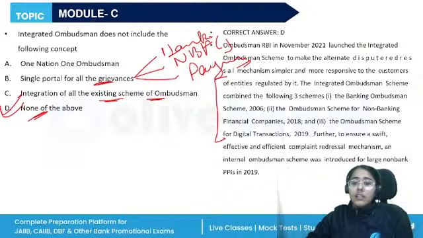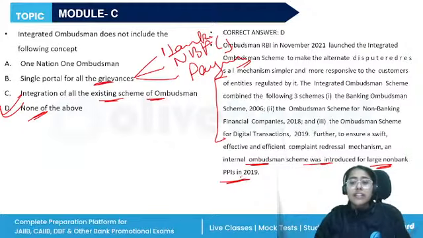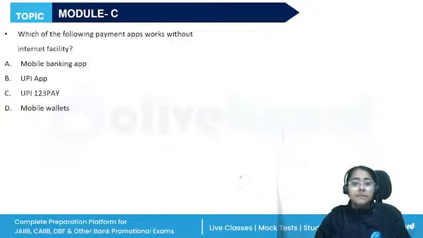And now the Integrated Ombudsman Scheme for the large non-bank PPIs in 2019 has also been introduced. Alright, so the correct answer is option D.